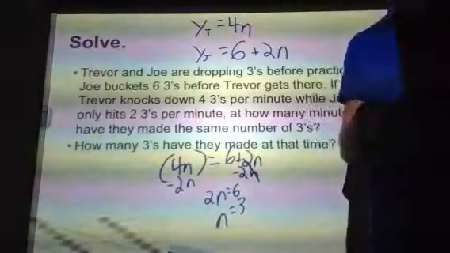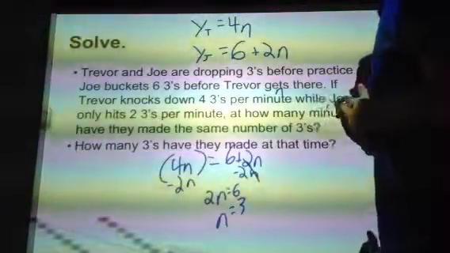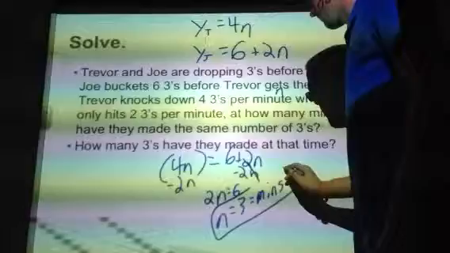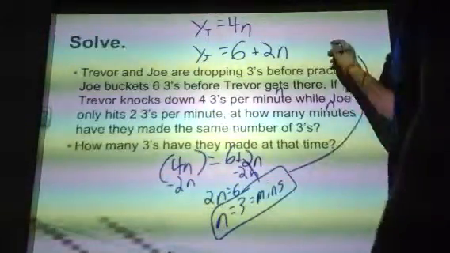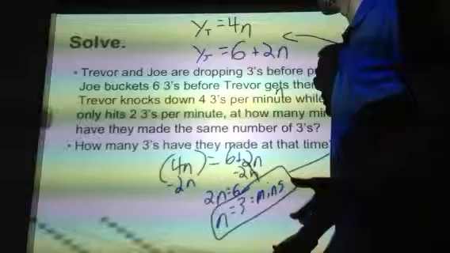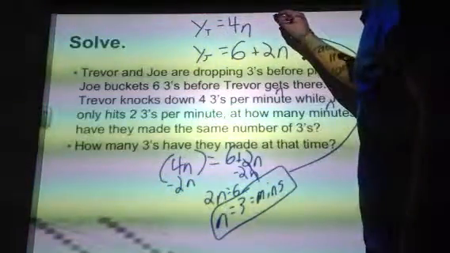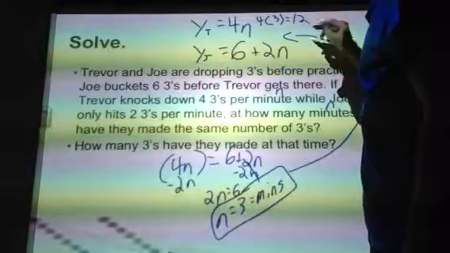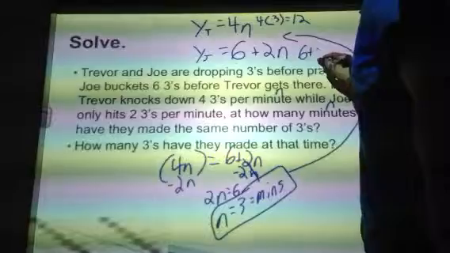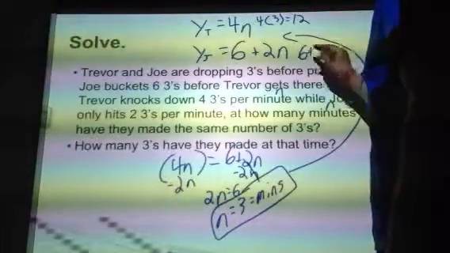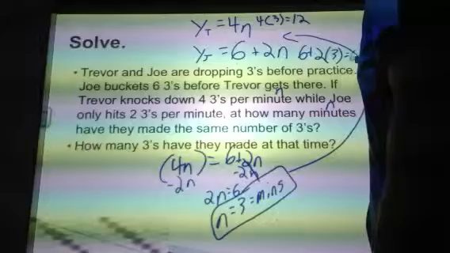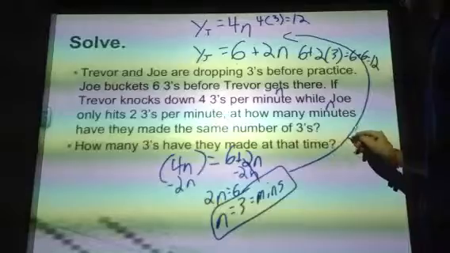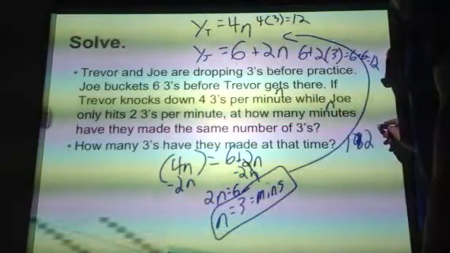Okay, so ask yourself, what did n stand for? n stood for the number of minutes. So at 3 minutes, they've made the same number of 3's. So now with that number, to find our other variable, to find what y is going to be, you can substitute it in for either of the equations up here. So for the top equation, it'd be 4 times 3, which would be 12. For the bottom equation, sorry, for 6 plus 2 times 3, which is going to be 6 plus 6, which is also going to be 12. So how many 3's have they made at 3 minutes? They've made 12 3's.